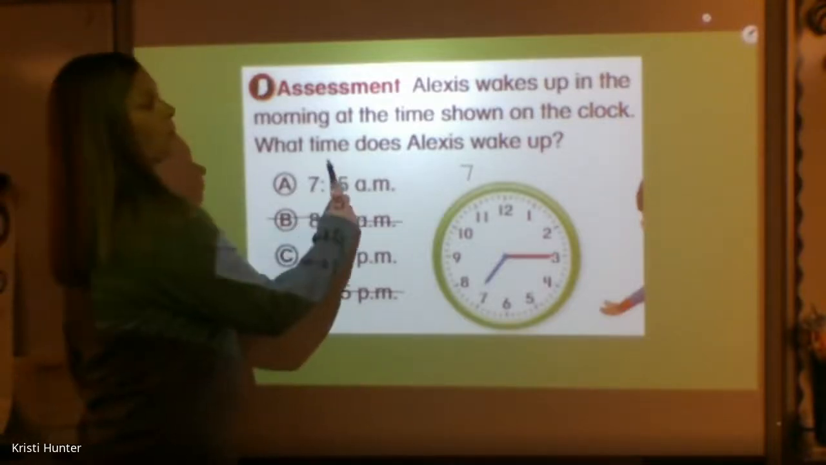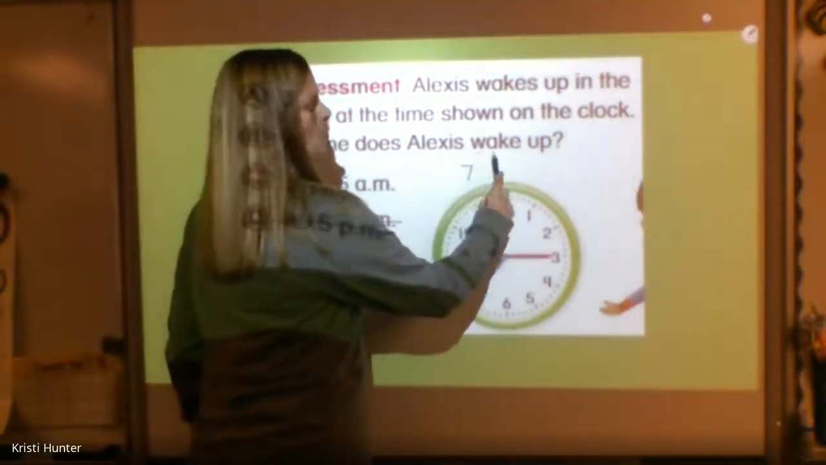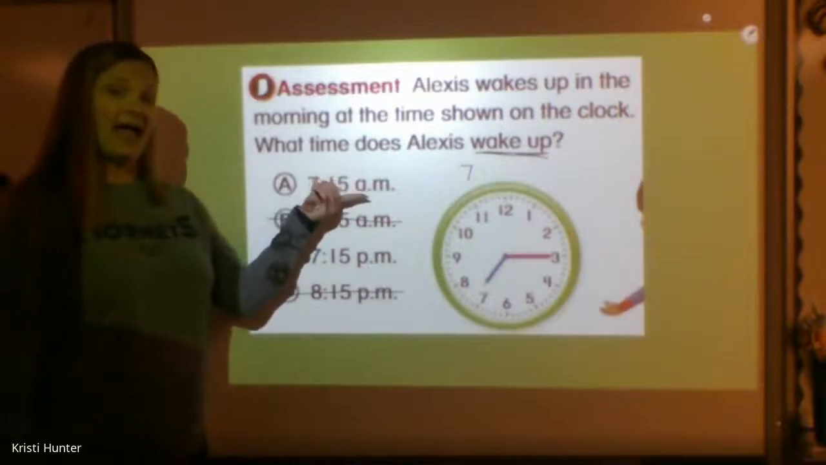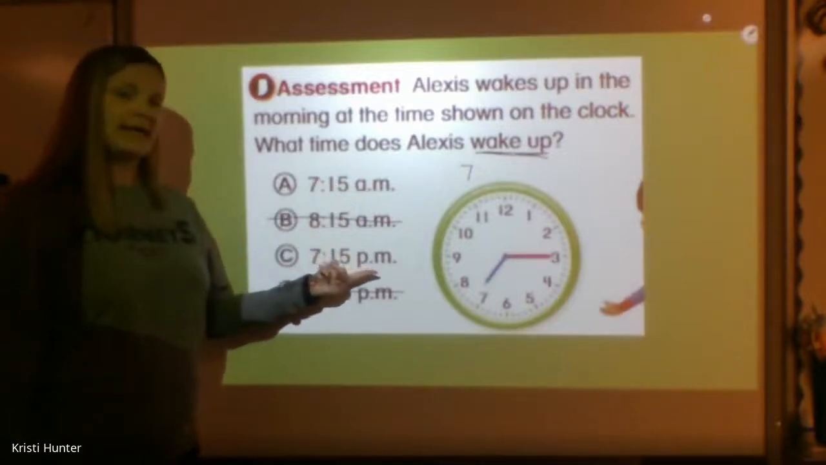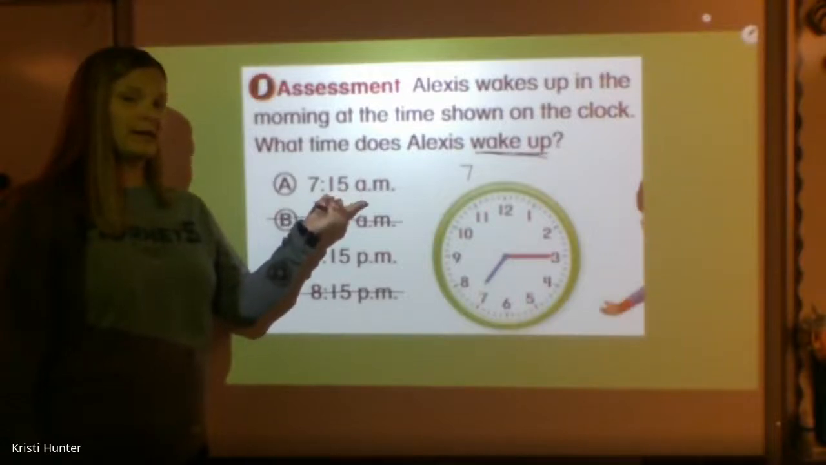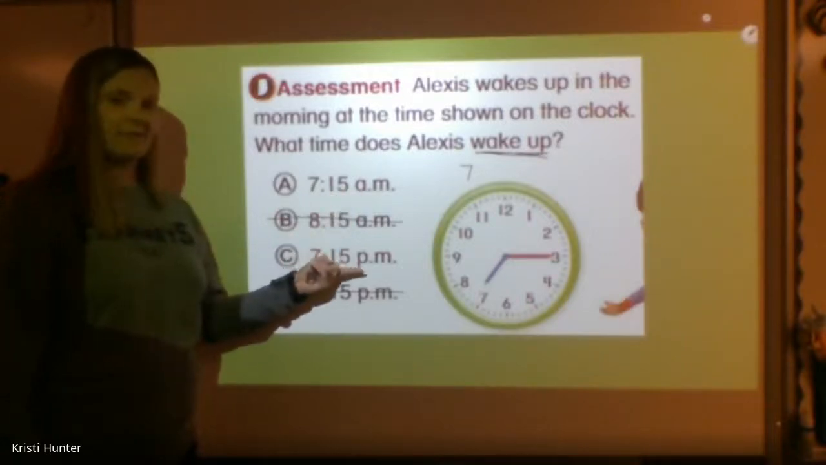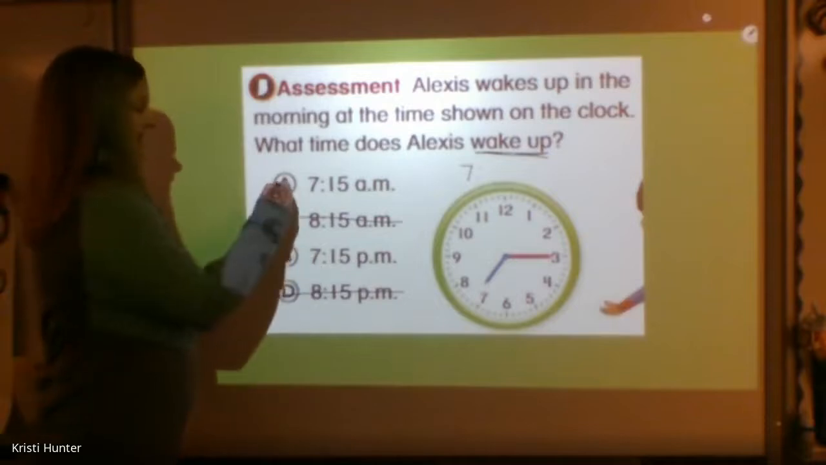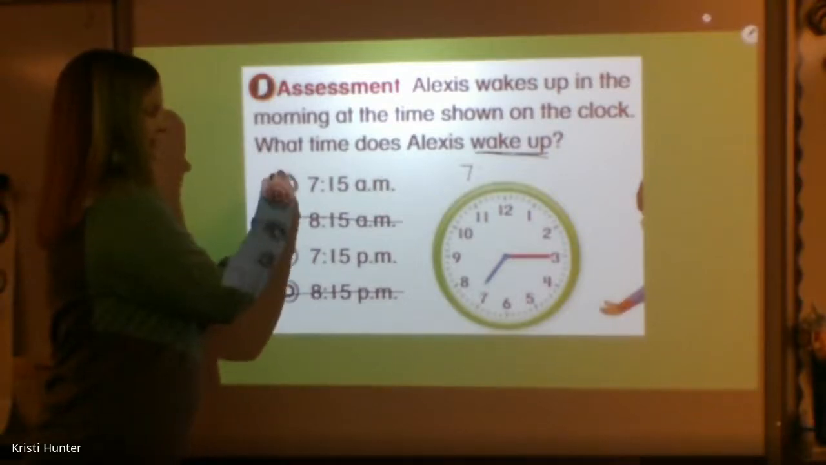It says, what time does Alexis wake up? Are you waking up in the AM or the PM? So remember, AM means morning, PM means afternoon or night. Which one are you thinking? You said A, you are correct.